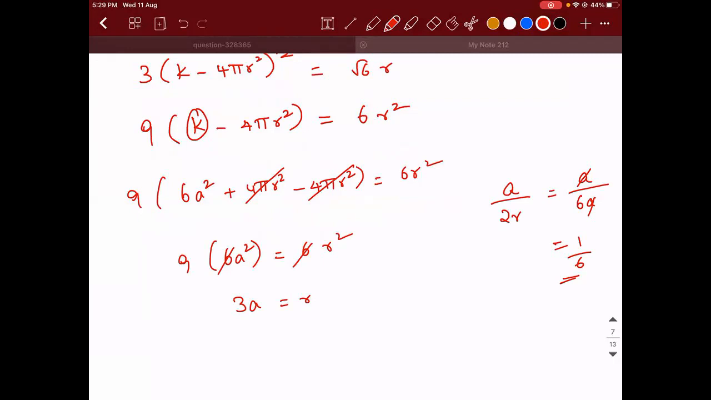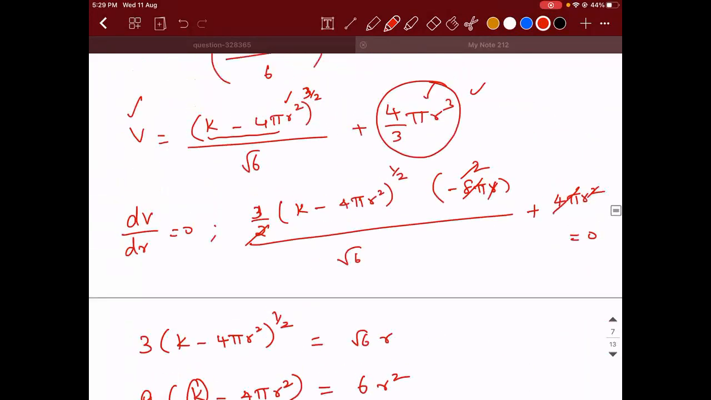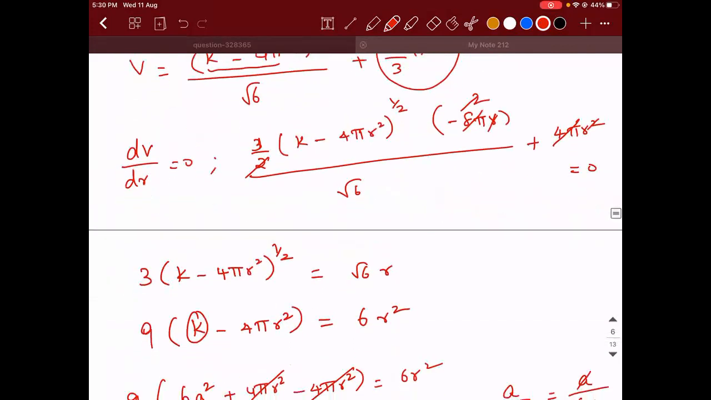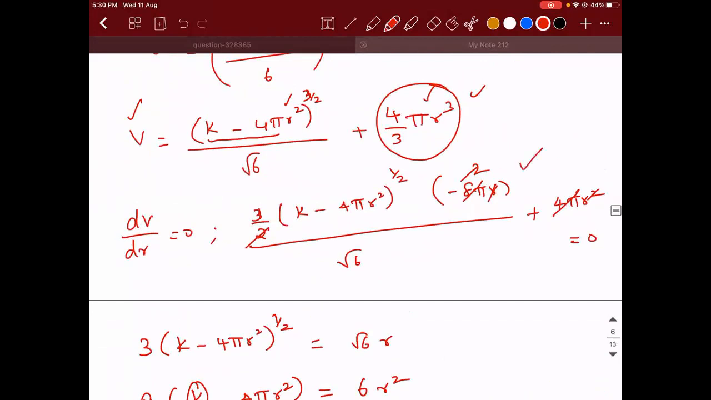Sir, I have a doubt. That k minus 4 pi r square by 6 is there, no, sir? In the next step, you took k minus 4 pi r square by root 6. How did you separate k by root 6 and minus 4 pi r square separately? Root 6 should also come with 4 pi r square, no, sir? In this equation, dV by dr is equal to 0, in this line.